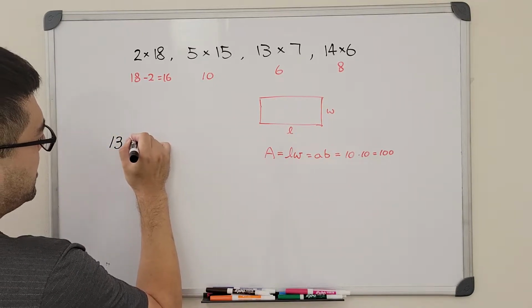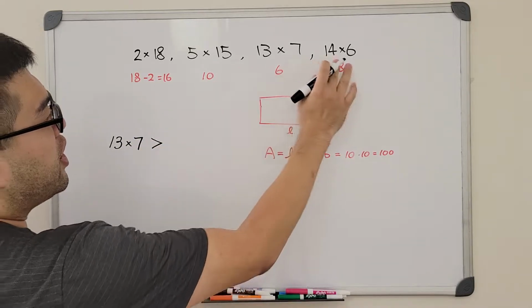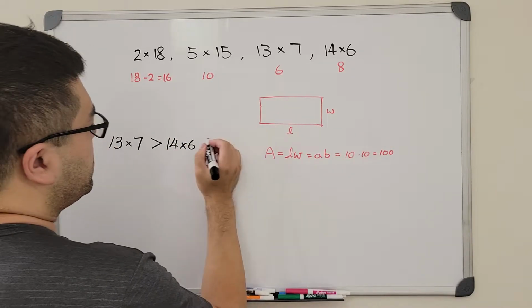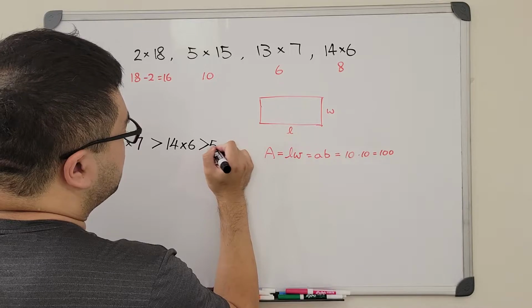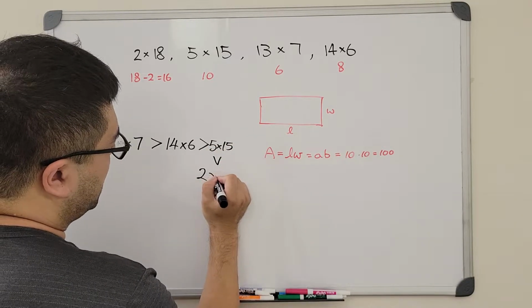13 times 7 will be the largest. Next, we will have 14 times 6. And then we will have 5 times 15. Last but not least, we have 2 times 18.